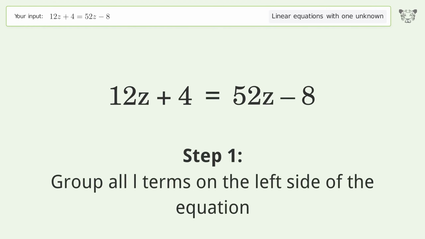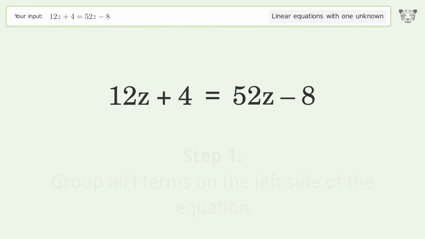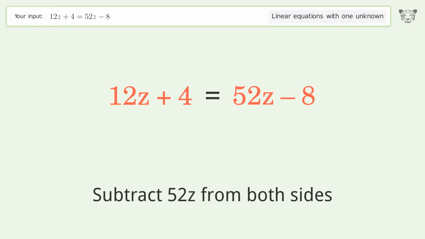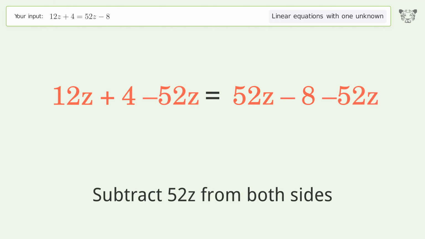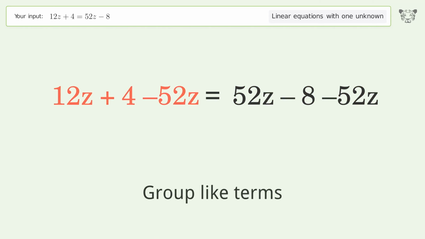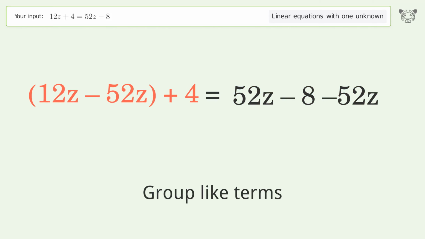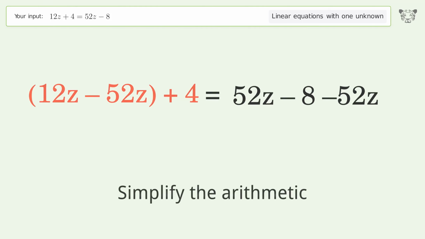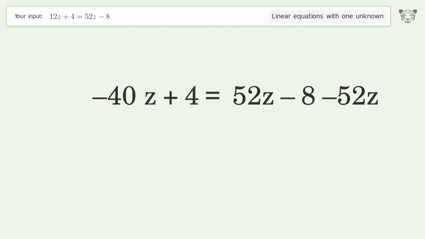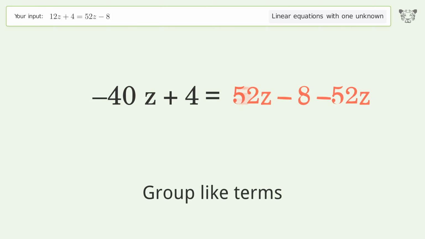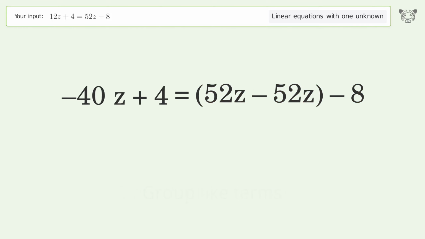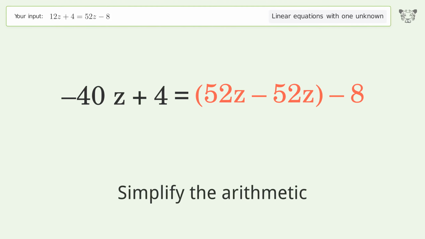Group all z terms on the left side of the equation. Subtract 52z from both sides. Group like terms. Simplify the arithmetic. Group like terms. Simplify the arithmetic.